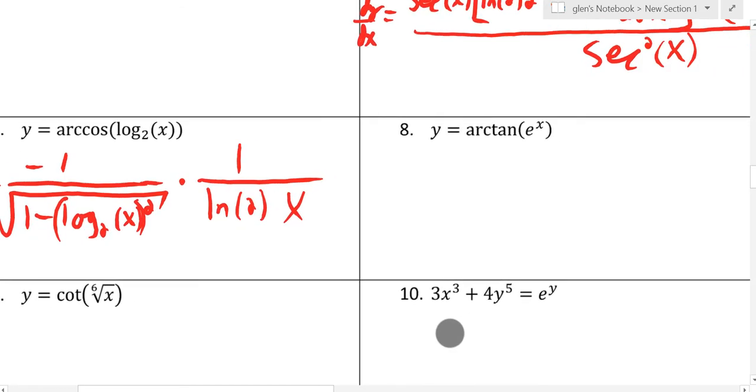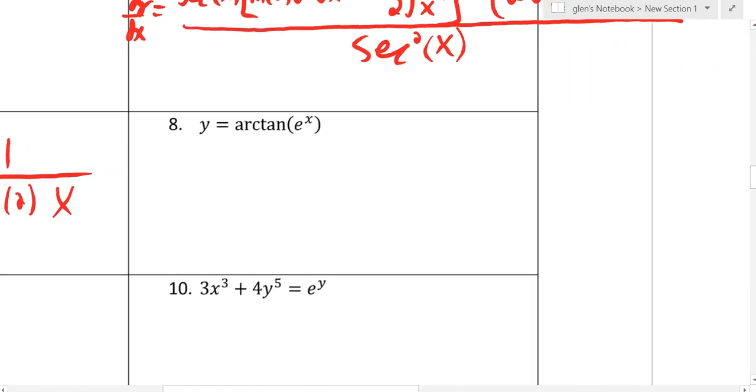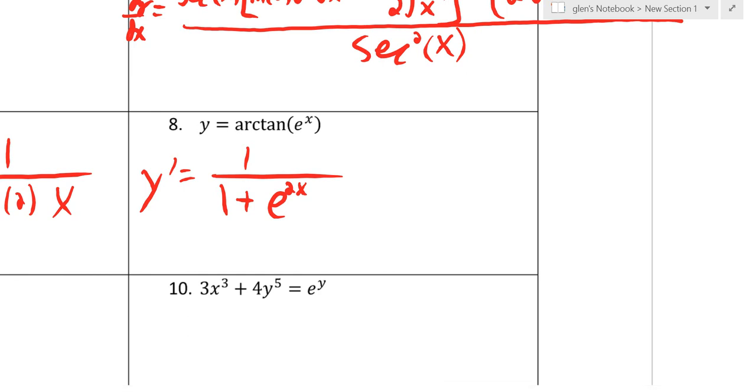Number 8, the derivative of an arctangent is always 1 over 1 plus the inside thing squared, and e to the x squared is just e to the 2x. And then you multiply that by the derivative of the inside, which is e to the x. You can either put it on top or just tack it on the end here.